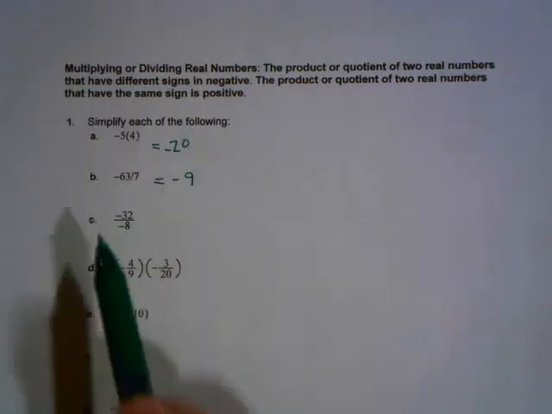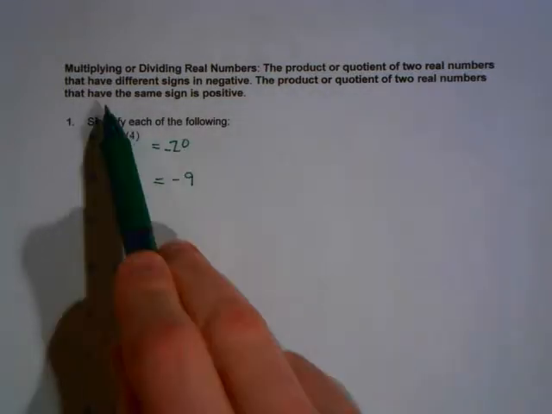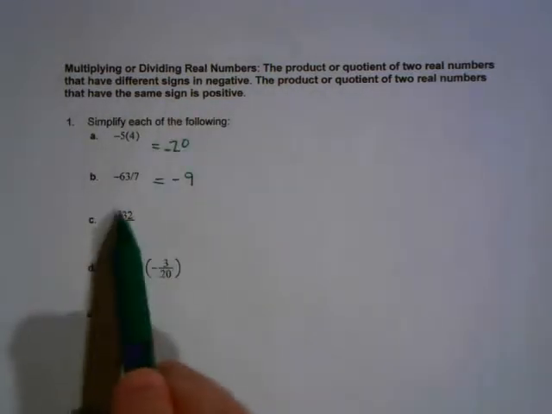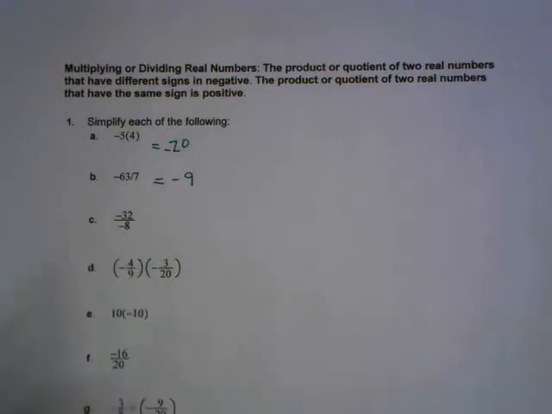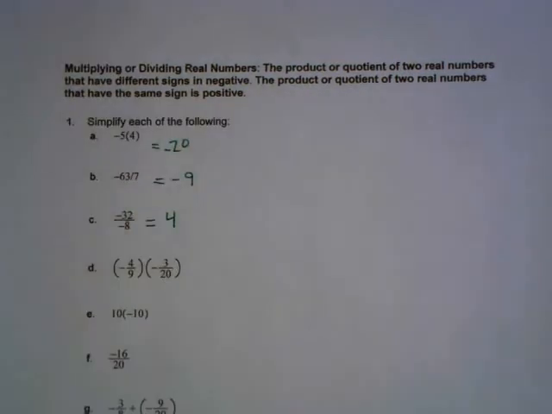Now, problem C is a little bit different. It says the product or quotient of two real numbers that have the same sign is positive. Here they have the same sign. That one's negative and that one's negative. So when I divide, I'm going to get a positive answer. And 32 divided by 8 happens to be 4.